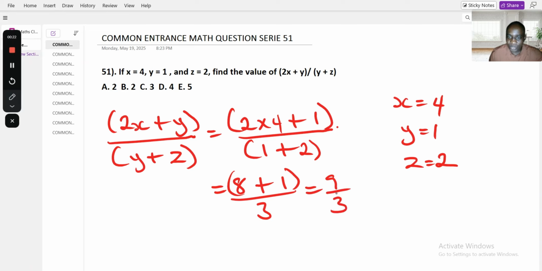What can divide both sides? The numerator and denominator is 3. 3 can go here and 3 can go in 9. How many 3 can we see in 3? 1. How many 3 can we see in 9? 3. Our final answer is 3. Is it 3 there? Yes, number C. C. Let's move to the next question.